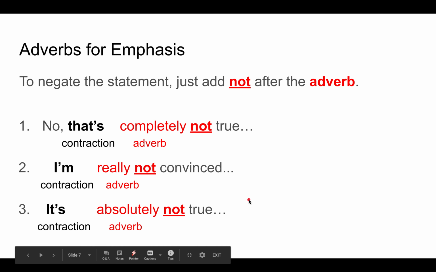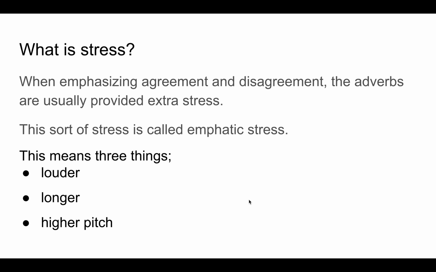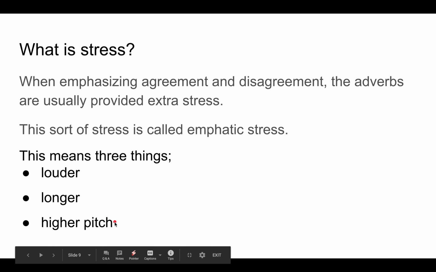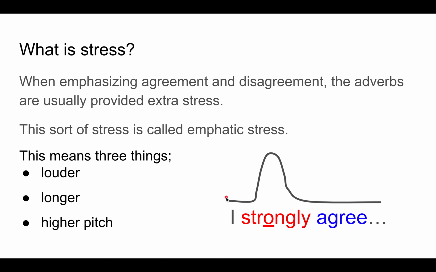Okay. So let's talk about stress patterns for these types of adverbs. When emphasizing agreement or disagreement, the adverbs are usually provided extra stress. And this sort of stress is called emphatic stress. This means basically three things. It means louder, longer, and higher pitch. For example, I strongly agree. Okay? You can see that it's louder, longer, and it has a higher pitch.